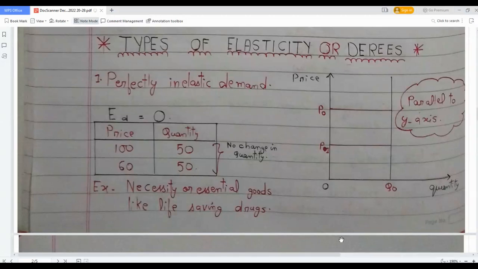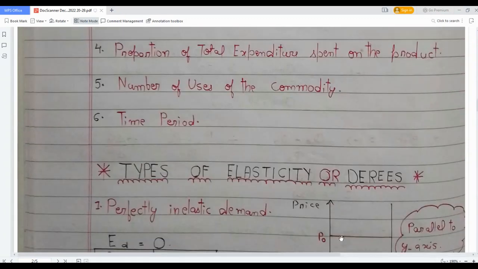In this video I'm going to start with a new topic, that is, what are the types of elasticity or degrees of elasticity. Types of elasticity are also known by another word, that is degree. There are in total 5 degrees of elasticity. We will discuss all these 5 degrees of elasticity.